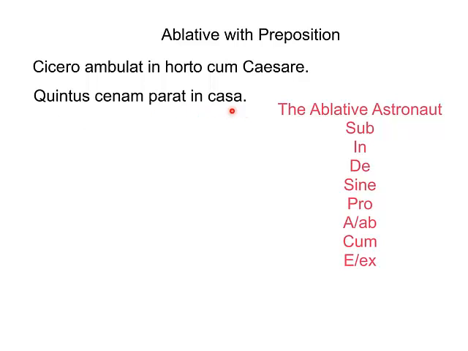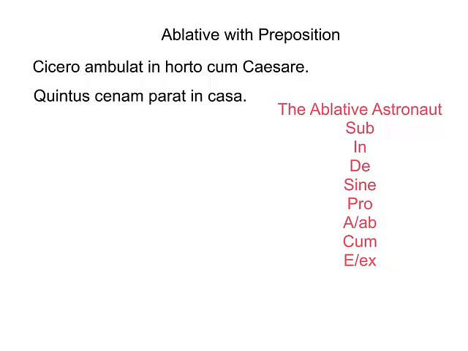So again, this is an ablative. We know it's an ablative because it follows in, which can take the ablative, but can also take the accusative. And you can remember many of the prepositions that take ablatives with the ablative astronaut. Sid, space, you guys can see this. Sub, in, de, sine, pro, ab, cum, ex.